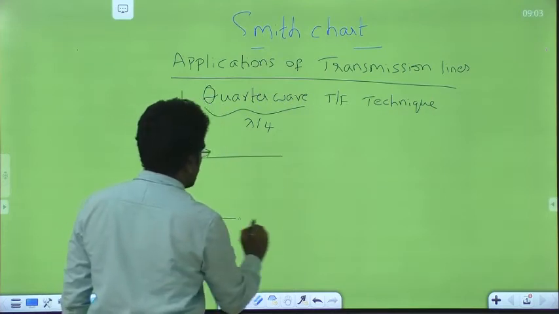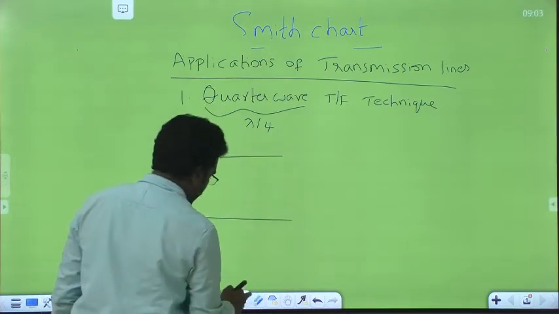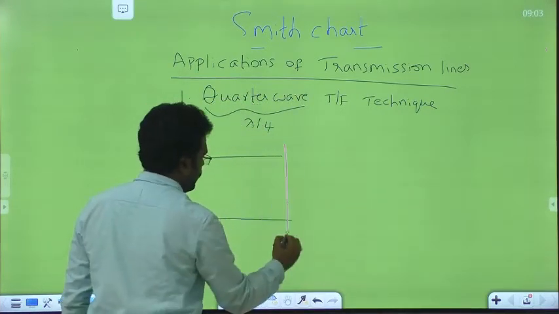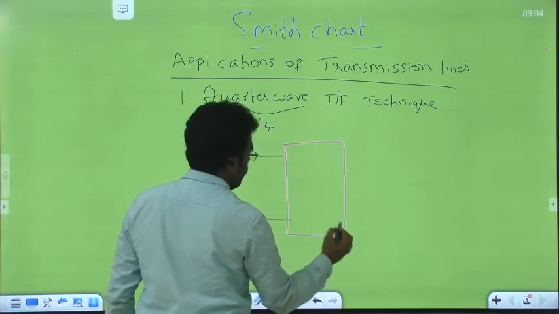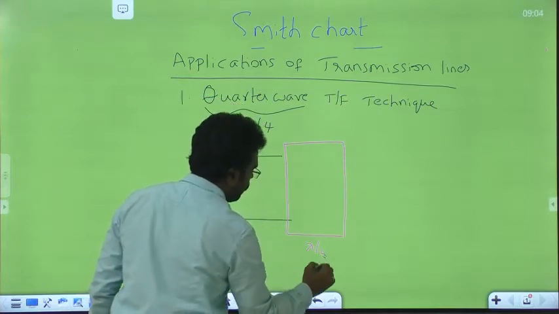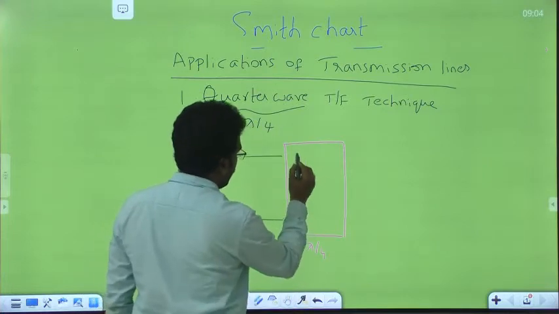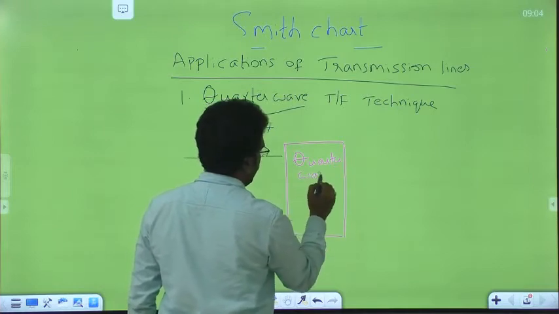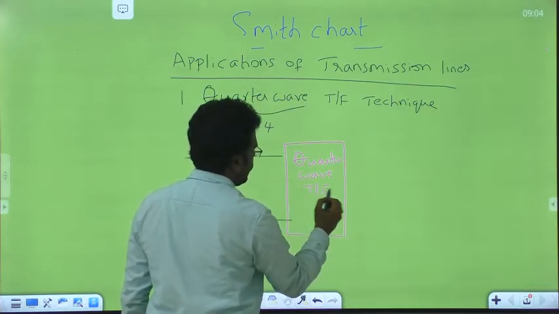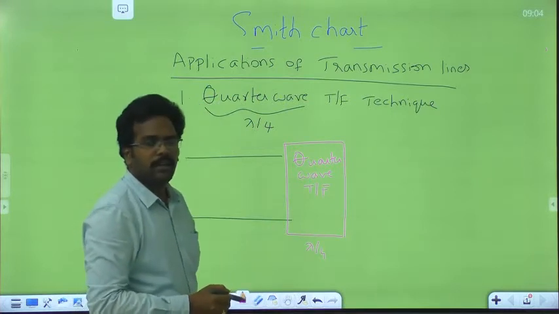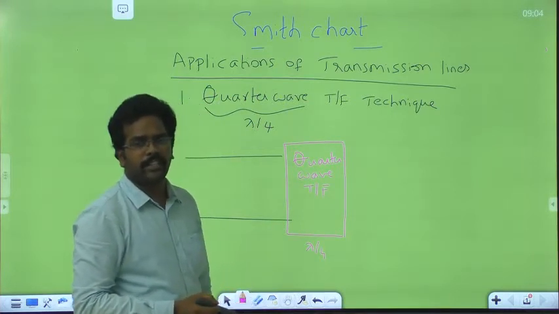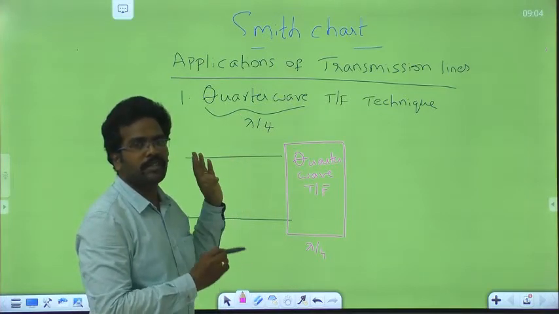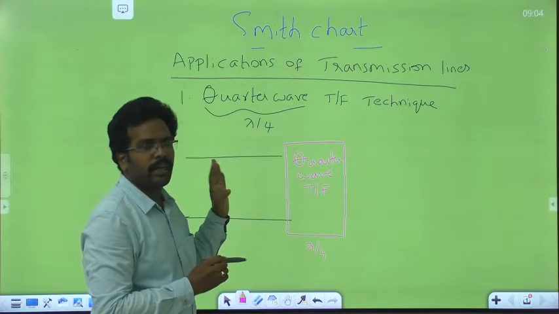So this is my transmission line, and here I have to take one more transmission line of length lambda by 4. This is called a quarter wave transformer. Why the name quarter wave transformer? One of the applications of a transformer is impedance matching. Here, with the help of this branch line of length lambda by 4, we are doing impedance matching. Hence the name quarter wave transformer technique.